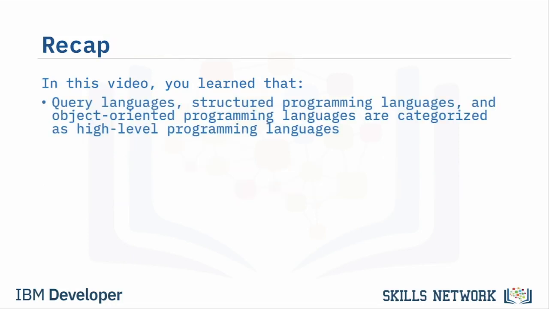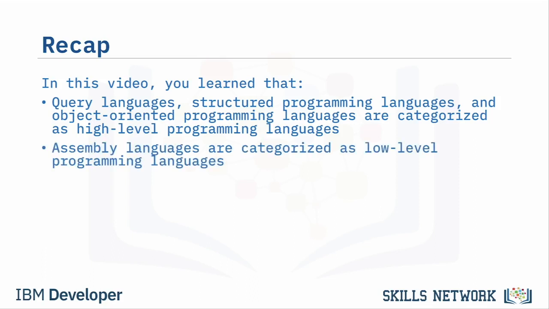In this video, you learned that query languages, structured programming languages, and object-oriented programming languages are categorized as high-level programming languages. Assembly languages are categorized as low-level programming languages.